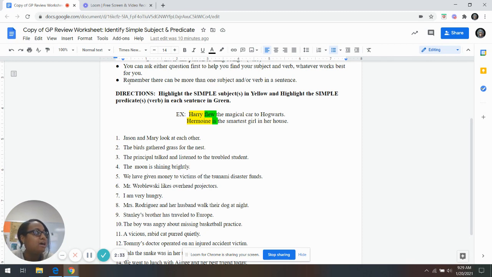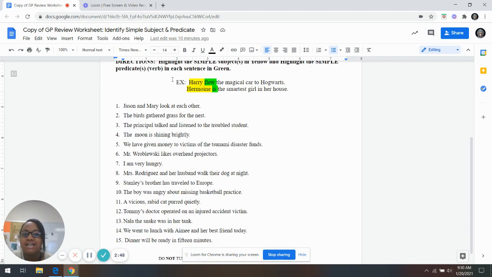Or I could say Jamal ran and threw the ball. My verbs would be ran and threw. Who ran and threw? Jamal did. I could have more than one subject, more than one verb in a sentence. I could say Harry, Ron, and Hermione ran and tripped in the woods. My verbs would be ran and tripped. Who ran, who tripped? Harry, Ron, and Hermione. So you could have more than one.